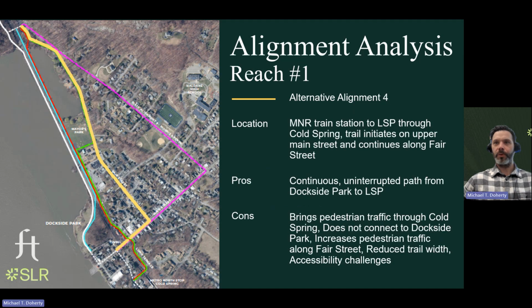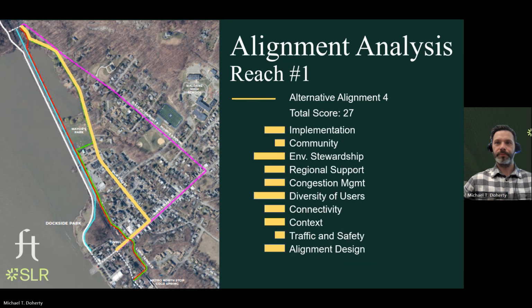Alternative alignment number 4 connects the Metro North rail station to Little Stony Point primarily via Main Street and Fair Street. The challenge facing this alignment is trying to traverse these busy corridors as a single multi-use trail facility and results in several key design criteria not being able to be achieved, including trail width, reduction of vehicular conflicts, and impact to community due to the increased pedestrian and bike traffic.